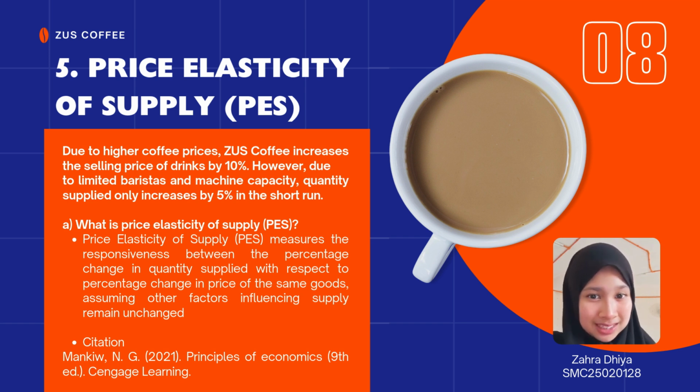The answer: price elasticity of supply or PES measures the responsiveness of the percentage change in quantity supplied with respect to the percentage change in price of the same goods, assuming other factors influencing supply remain unchanged.